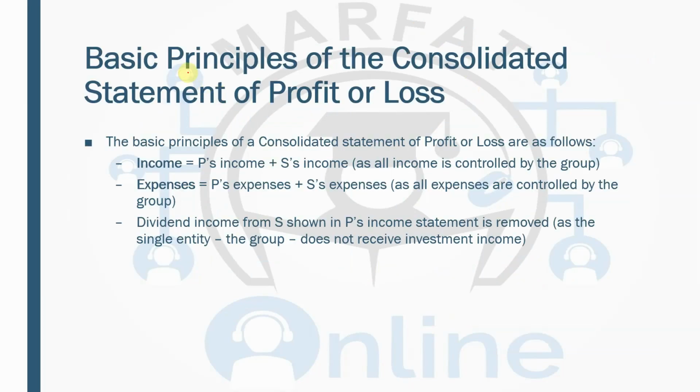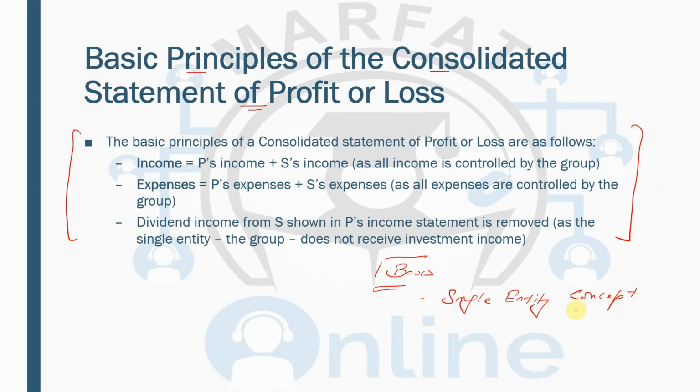Now we'll be dealing with the basic principles of the consolidated statement of profit or loss. So these are the essential things you need to understand whenever you are making the consolidated statement of profit or loss. Again, the consolidation is done on the single entity concept basis, and the consolidation is done on the line by line basis. So there are two things you need to remember. There are two bases you need to remember. The first thing you need to remember is the single entity concept.